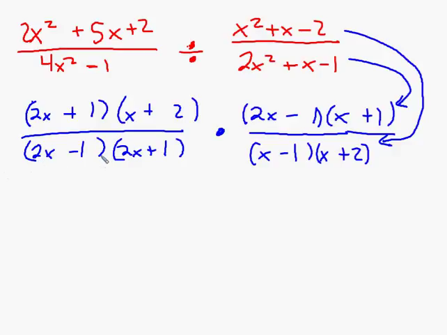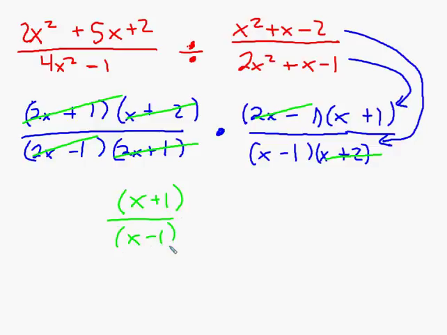Okay, we'll cross cancel one time, the x plus 2 one time. Boy, I would love to cancel the x plus 1 and the x minus 1, but I can't. I could cancel this 2x plus 1 and this 2x plus 1. So that gives me x plus 1 over x minus 1.